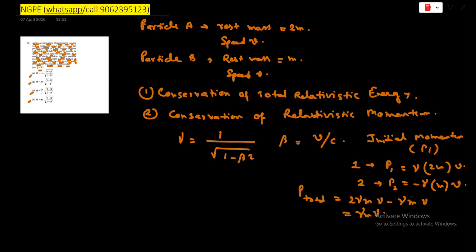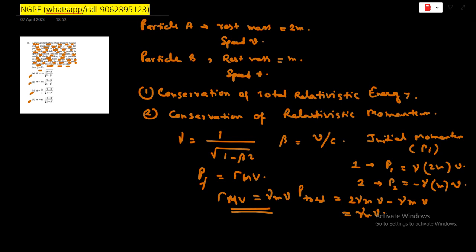Right, now the final momentum Pf. The new blob is moving at some new velocity capital V, and let its Lorentz factor be gamma prime. So we get Pf equal to gamma prime capital M capital V. So this is our equation 1.